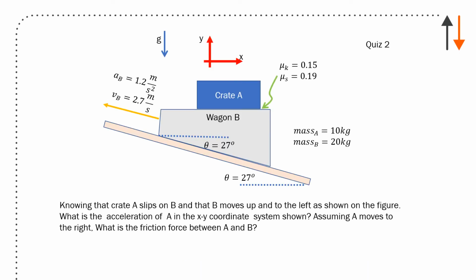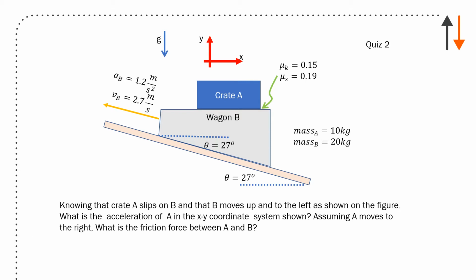So first quiz, quiz 2, we have a wagon, which is moving up a ramp, and you have a crate, which is on top of that ramp. So wagon B, crate A, theta is equal to 27 degrees, mass of A is 10 kilograms, mass of B is 20 kilograms, and you're given mu K and mu S of 0.15, 0.19. Acceleration of B is given as 1.2 meters per second squared, and velocity of B is given as 2.7 meters per second. And it's moving along that 27-degree ramp.